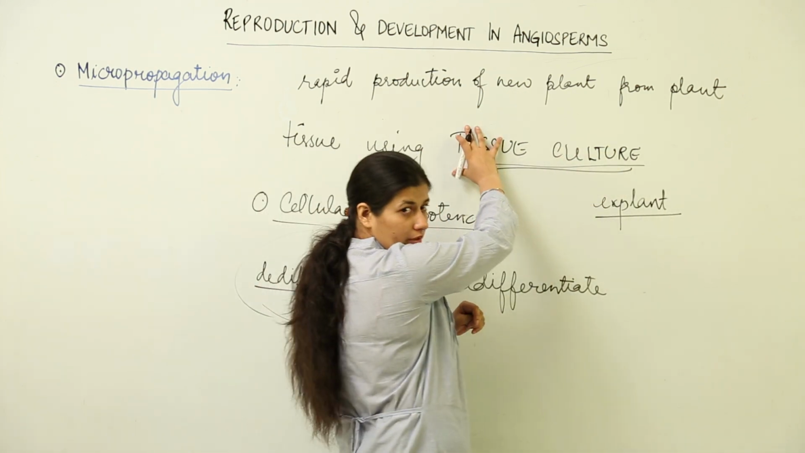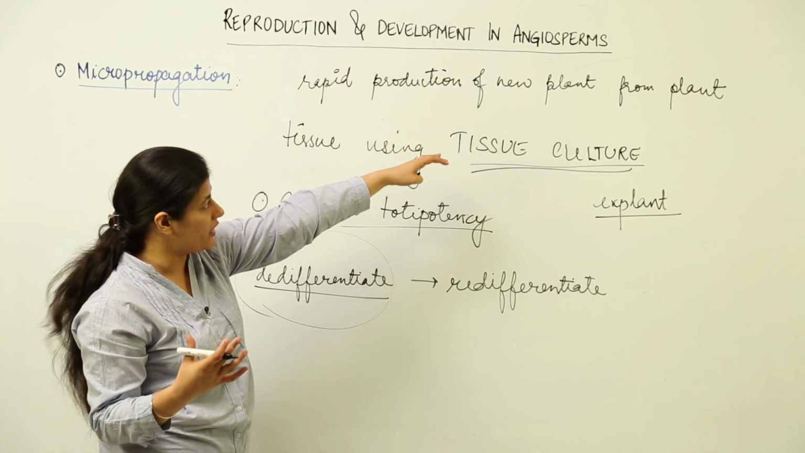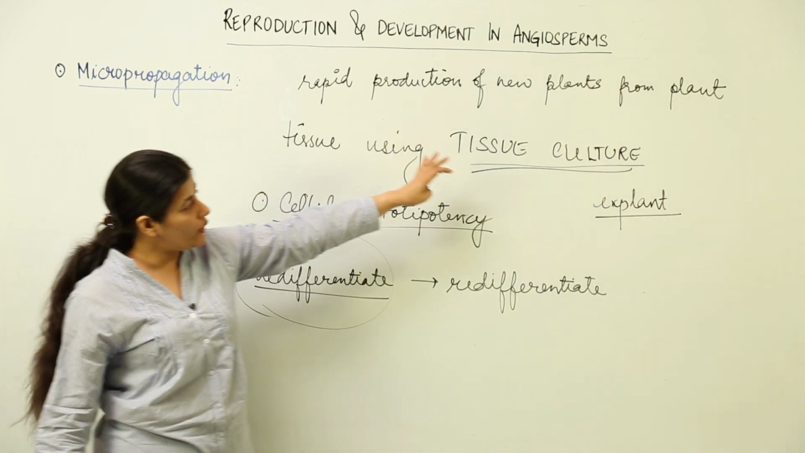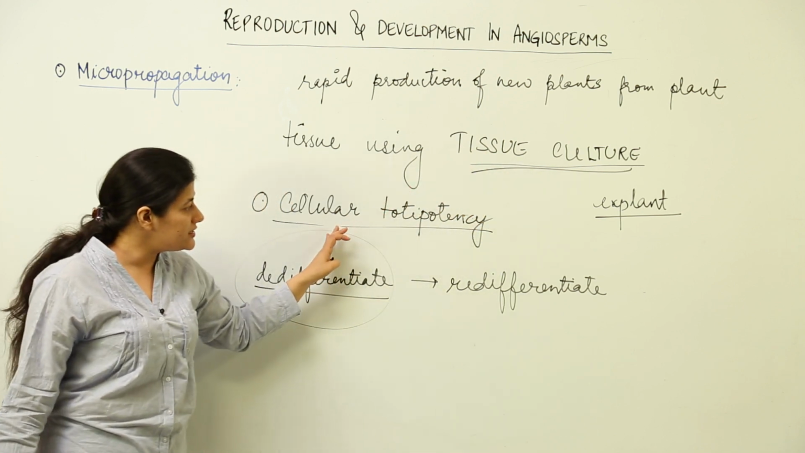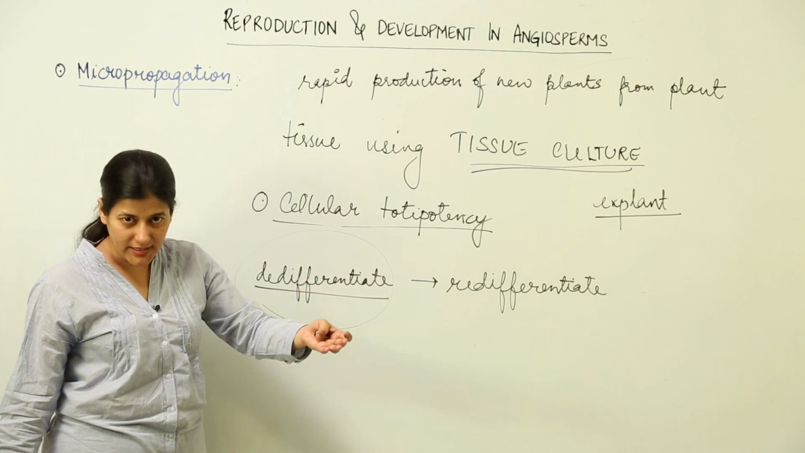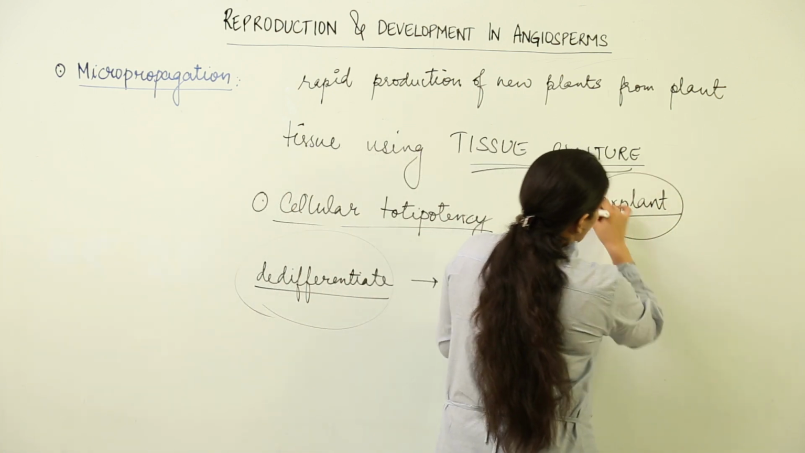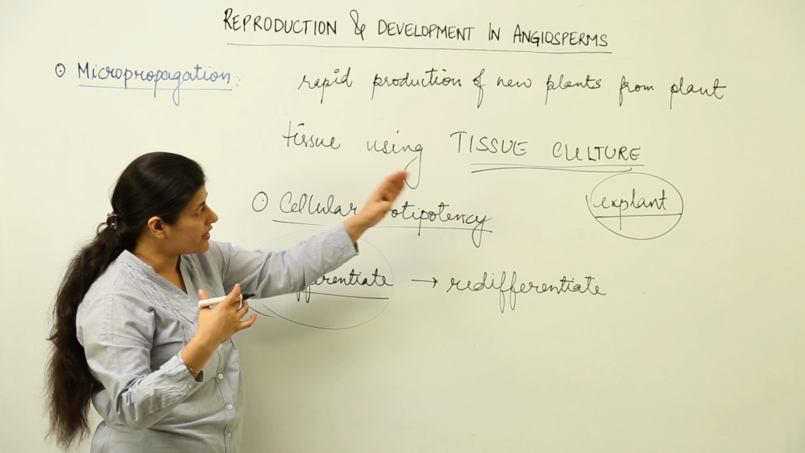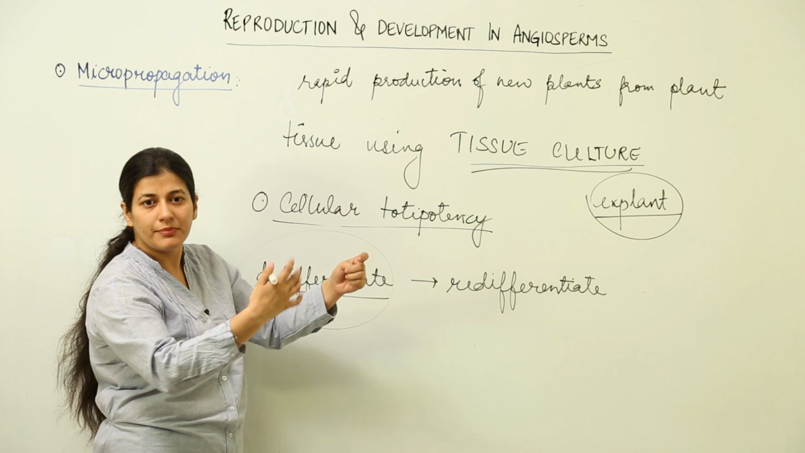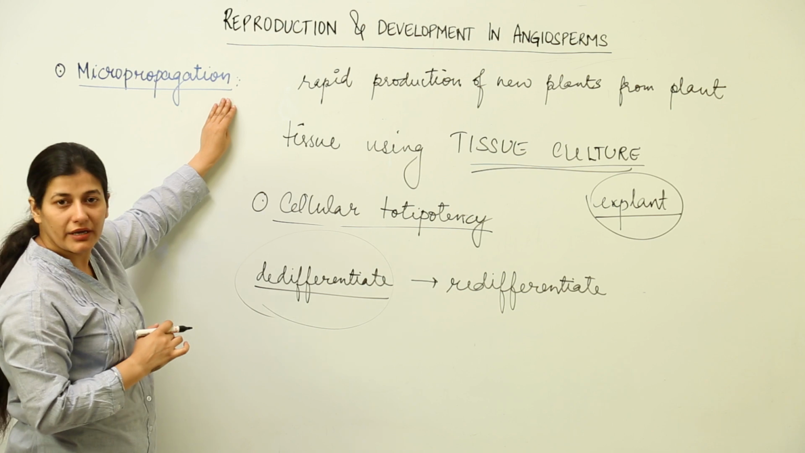Tissue culture is there. From tissue culture we get to know that you can get many new plants from plant tissue, where you have tissues which have cellular totipotency, that they have the potency of giving rise to new cells, and those new cells can make a plant. So you get an explant. So you can get hundreds and thousands of explants from one tissue culture, and those explants can be planted in the fields, and you get many plants. So this is what micropropagation is all about.